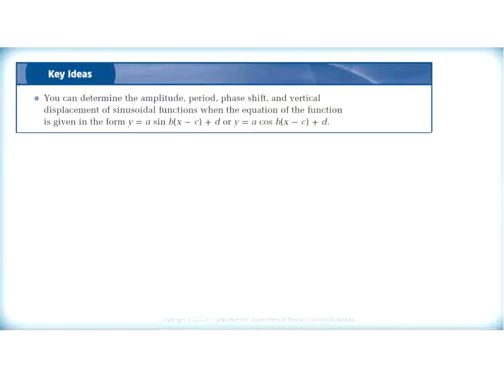You can determine the amplitude, the period, the phase shift, and vertical displacement of sinusoidal functions when the equation of the function is given in either of those forms. What's important to remember is that if a is less than 0, it results in a vertical reflection in the x-axis. The amplitude of the function is equal to the absolute value of a, and that also corresponds with the vertical stretch.